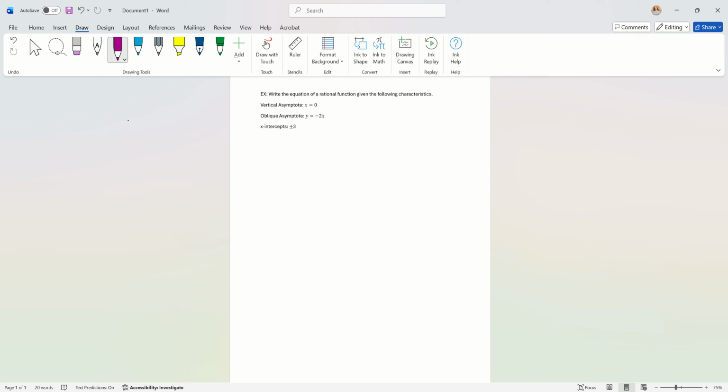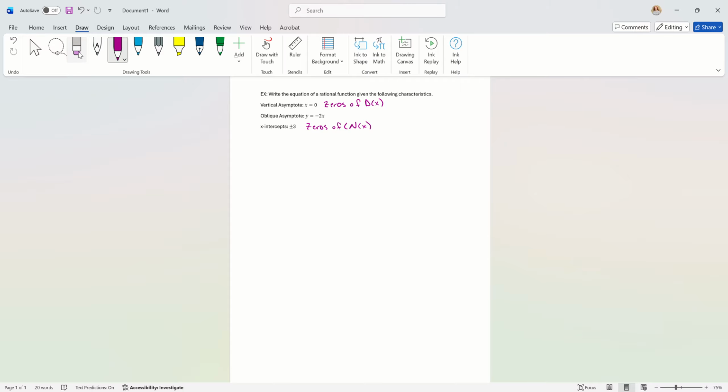We're going to look at an example of writing the equation of a rational function given the following characteristics. The vertical asymptote is x equals 0, the oblique asymptote is y equals negative 2x, and the x-intercepts are positive and negative 3. Recall that the vertical asymptotes are from the zeros of the denominator, and the x-intercepts are from the zeros of the numerator.